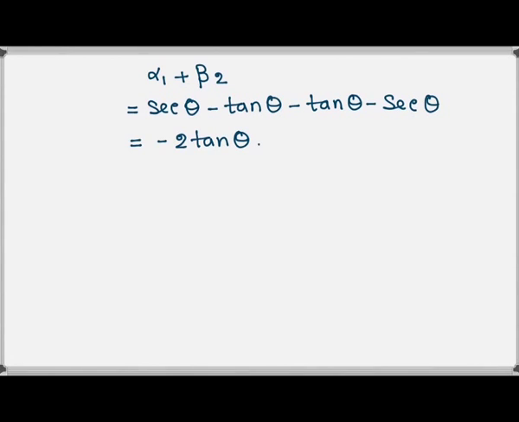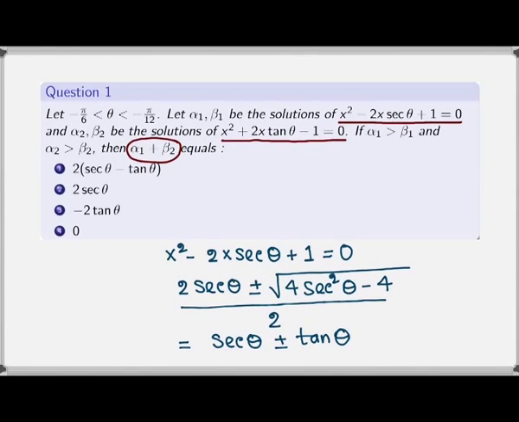So therefore we have now alpha 1 plus beta 2 is equal to minus 2 tan theta. Now we go back to the question. In the question we see that the third option is the correct one.